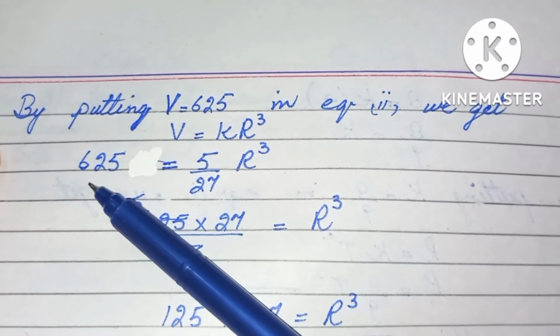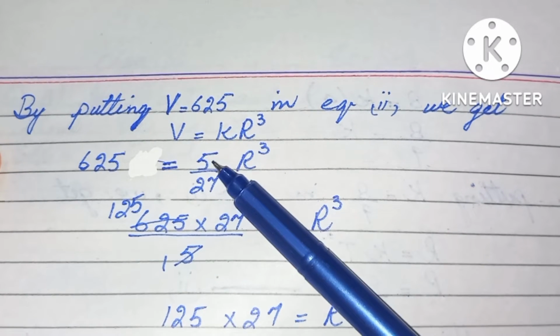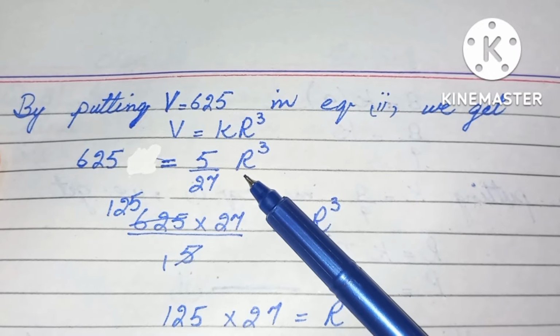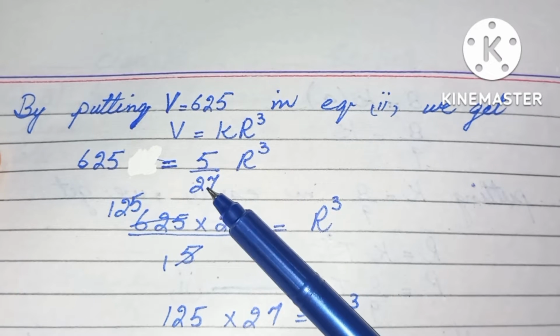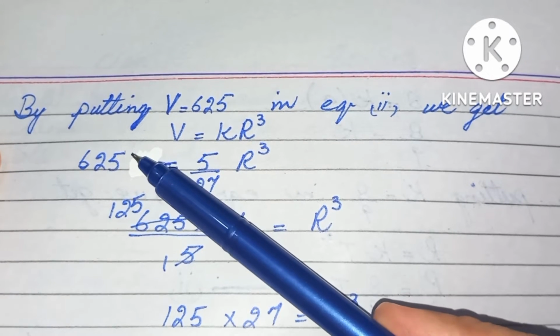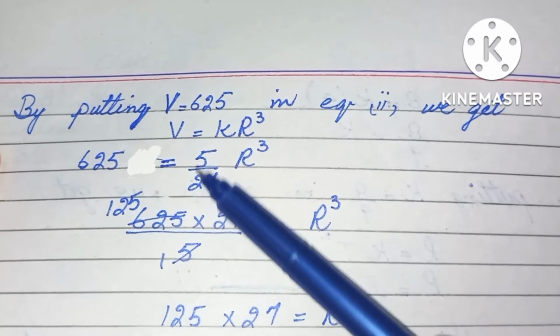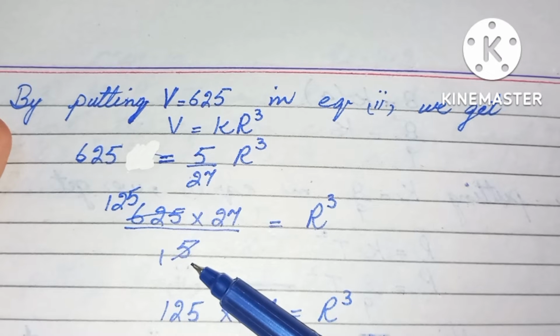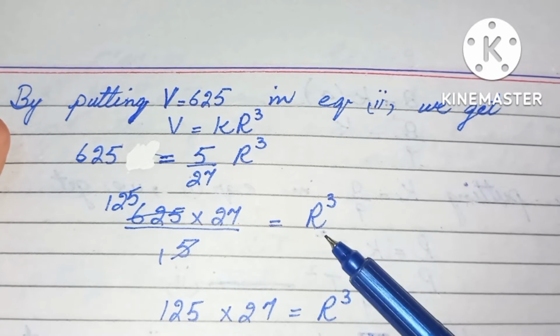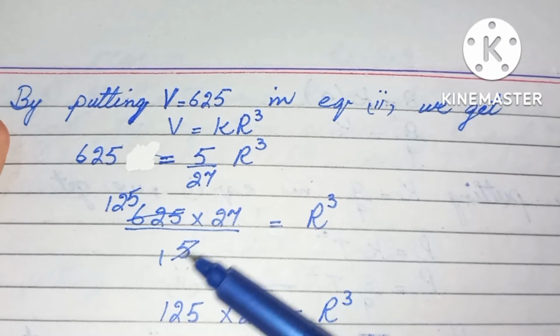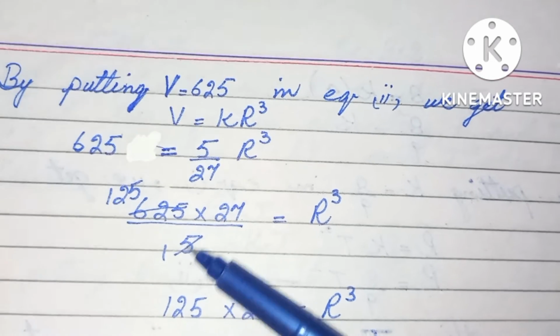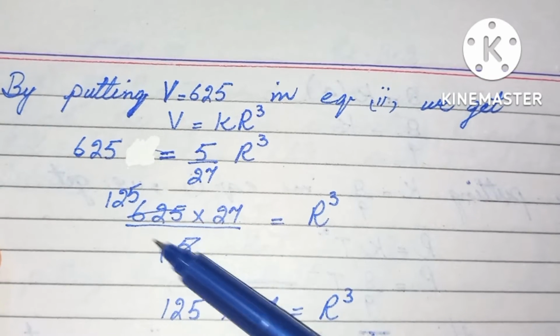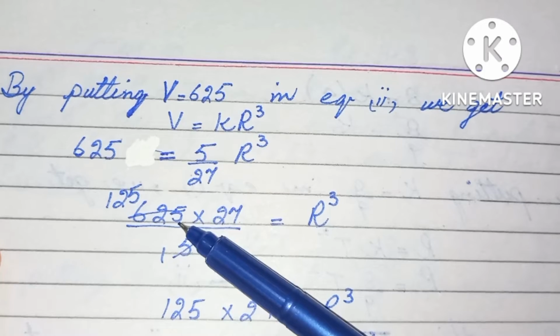In place of V put 625, value of K 5 by 27 R cube as it is. Shift this 27 to other side of equality, it converted into multiplication, and when we shift this 5 to other side of equality, it converted into division, equals to R cube as it is. 625 multiply 27 by 5 as it is. Cancel 625 with 5, 5 1s are 5, 5 125 is 625.